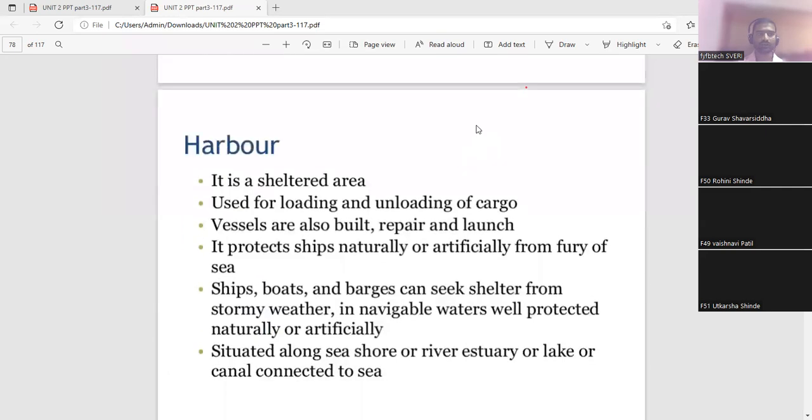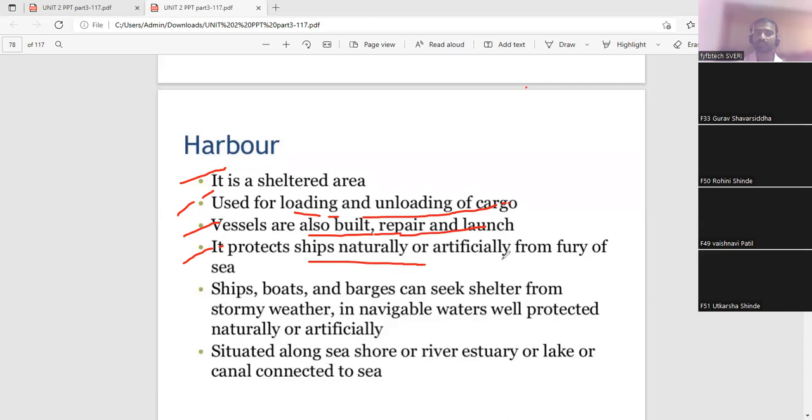See, what does harbor mean? A harbor is a sheltered area. It is sheltered because all the ships come inside this harbor and take protection. It is a sheltered area used for loading and unloading of cargo. Cargo means goods. And vessels are built, repaired and launched. Vessels means ships only. Ships are built, repaired and launched at this place.